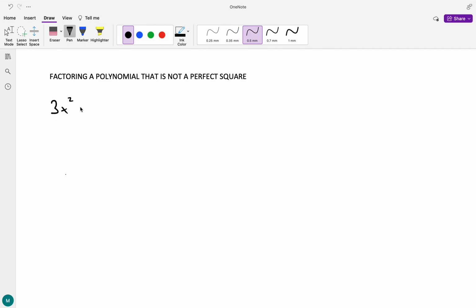3x squared plus 2x minus 8. You can see right away that this is not a perfect square. And luckily for us, there's something that's called the AC method. And the name comes from coefficient A, B, and C.